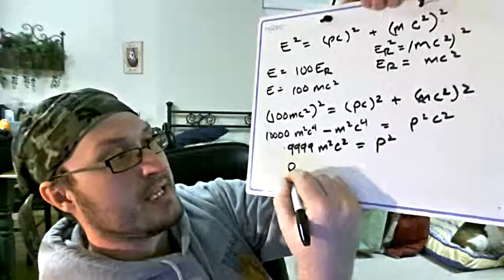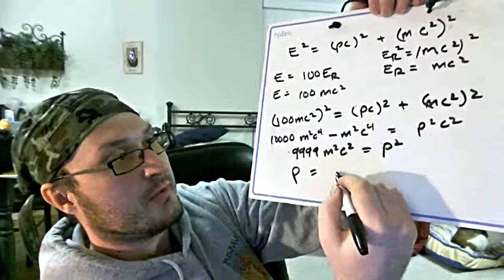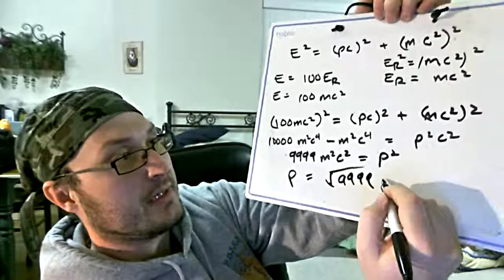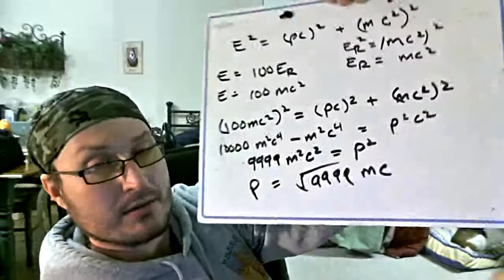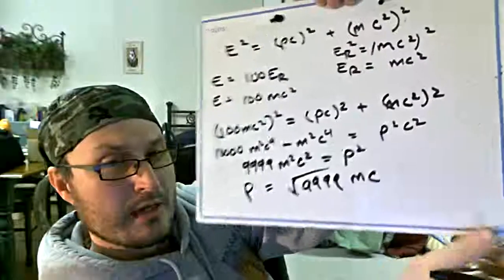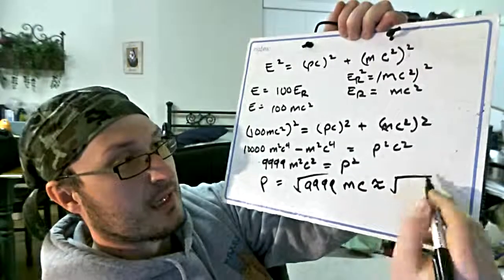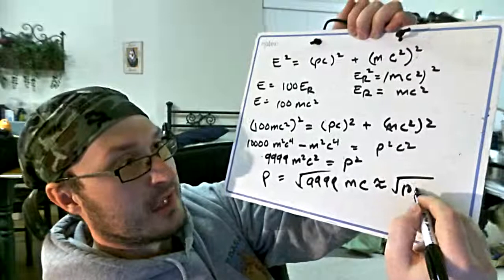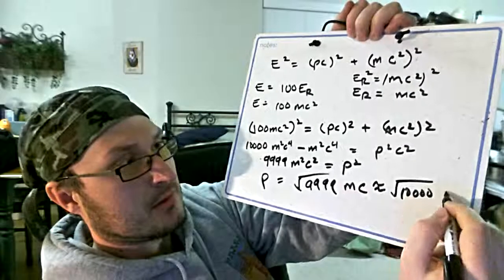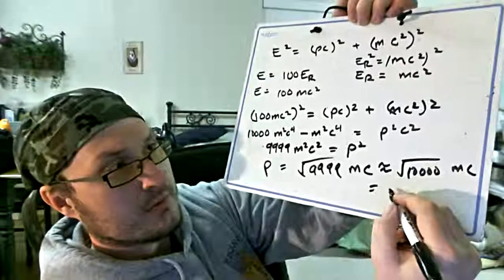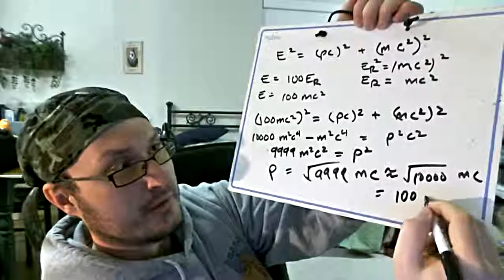So my p equals the square root of that. Square root of 9,999 mc, because I took the square root through all that. And then for computational purposes, of course, that's painfully close to 10,000. And that equals 100 mc.